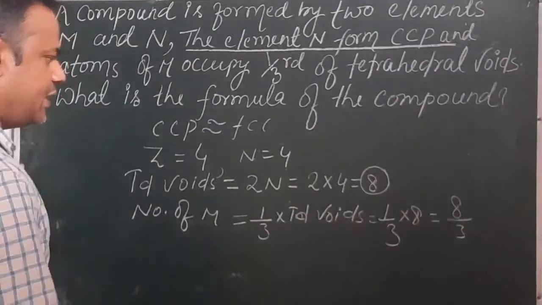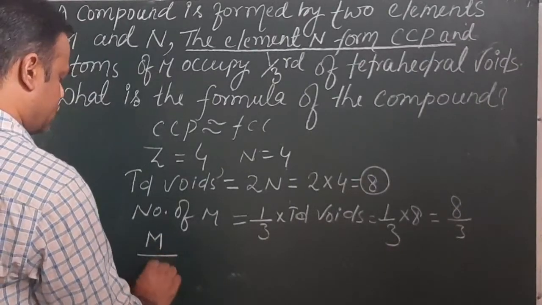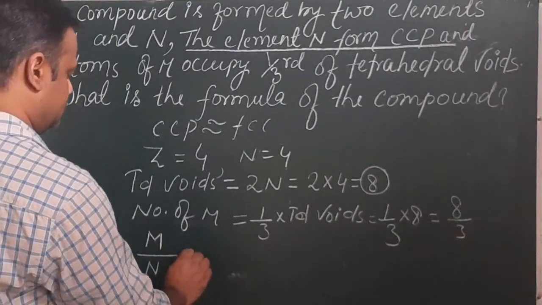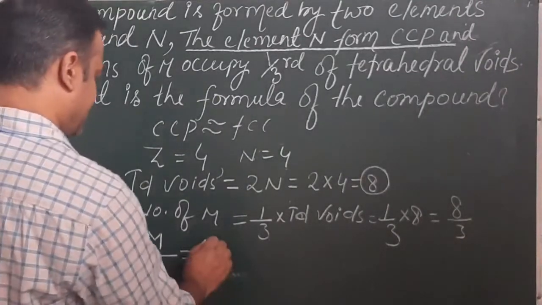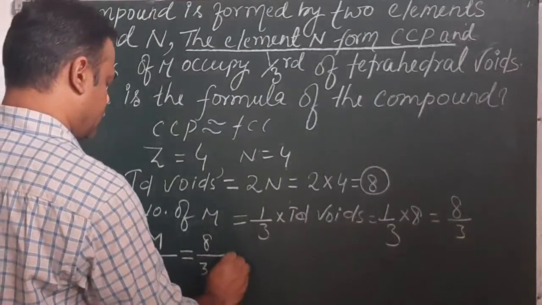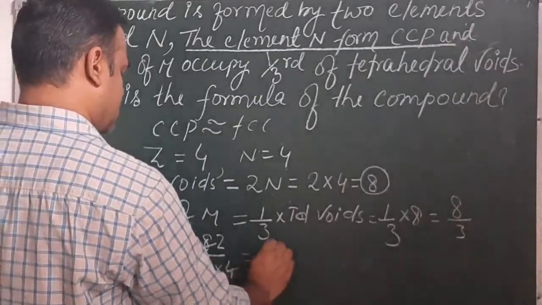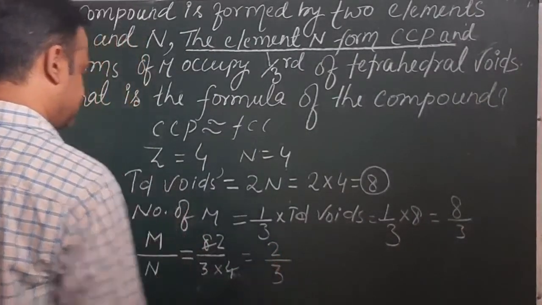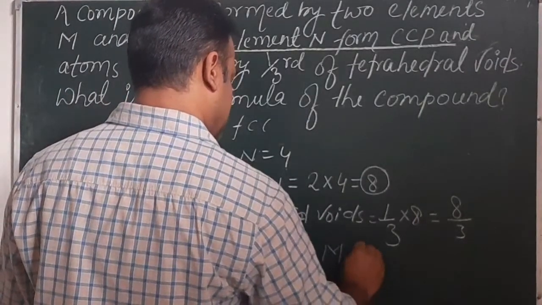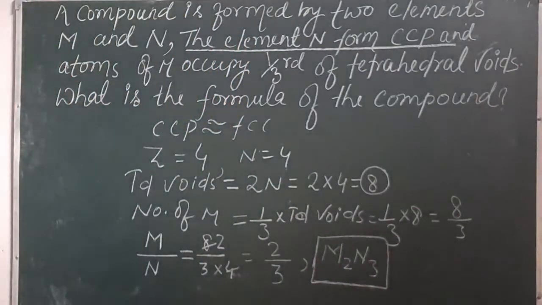Once we determine that, we can determine the formula also. So if we write M is to N, then the total number of M element is 8/3 and the total number of N element is 4. So the ratio is coming 2:3. So the formula of the compound will become M2N3. So the empirical formula of this compound will be M2N3.